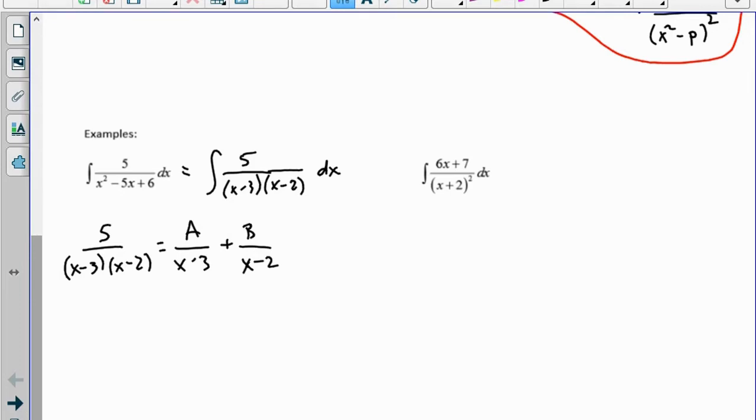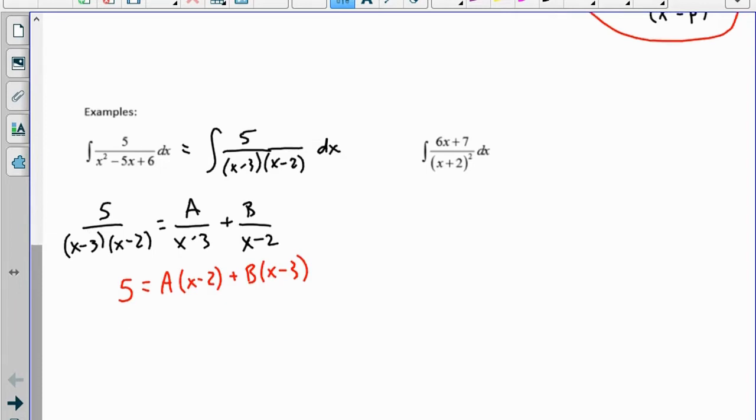So now that I have that, I'm going to multiply through by the common denominator. So I have 5 equals a times x minus 2 plus b times x minus 3. And then I just have to do a little bit of simplifying here. So I have ax plus bx. If I simplify that, I'll get a plus b times x, and then I have negative 2a minus 3b on the other side. So that equals 5. Notice that 5 is the same thing as 0x plus 5. So that's just something to keep in mind.